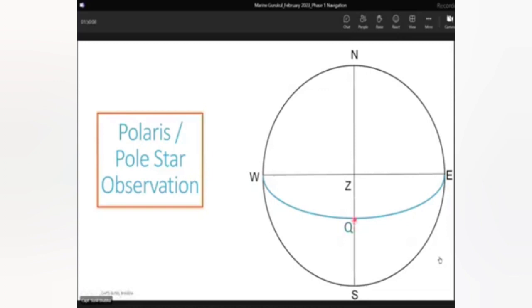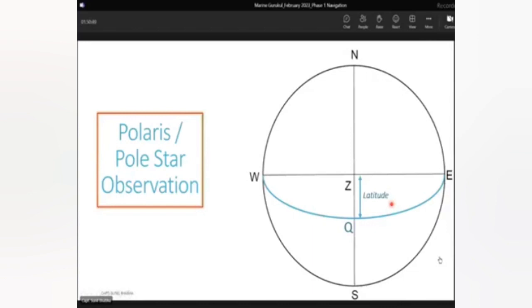Now, since Q represents the equator on the celestial sphere, and Z represents the position of the observer on the celestial sphere, this arc of the meridian between Z and Q, the arc ZQ, represents the latitude of the observer. So ZQ being the latitude of the observer.